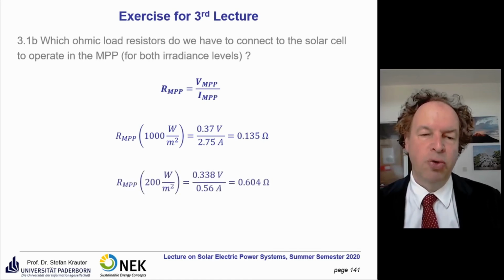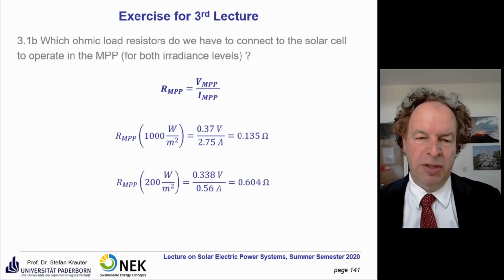If we go to 200 watt per square meter, the voltage is sinking a little bit, but the main effect is that we have a current which is about 5 times less than the initial current, and accordingly we have an optimal resistor of 0.604 ohms.